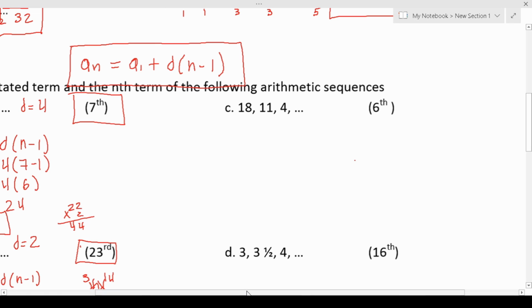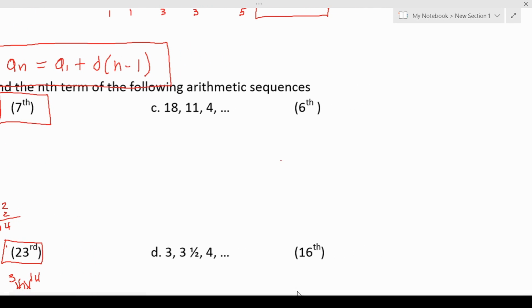All right, so for C, you can see we have 3 terms in a sequence, notably 18, 11, and 4. And we want to find the 6th term in this sequence. Again, in order to do that, we're going to make use of this formula. a_n equals a_1 plus d times (n minus 1). Again, that's one you should memorize. We know what n is. It's going to be 6, since that's the 6th term we're trying to find.